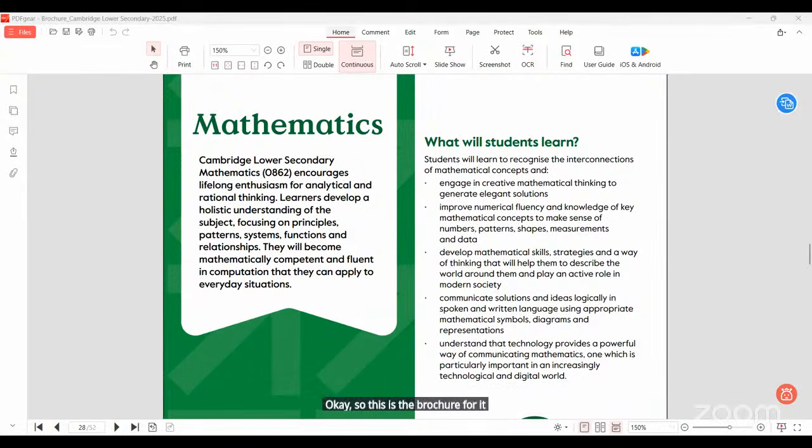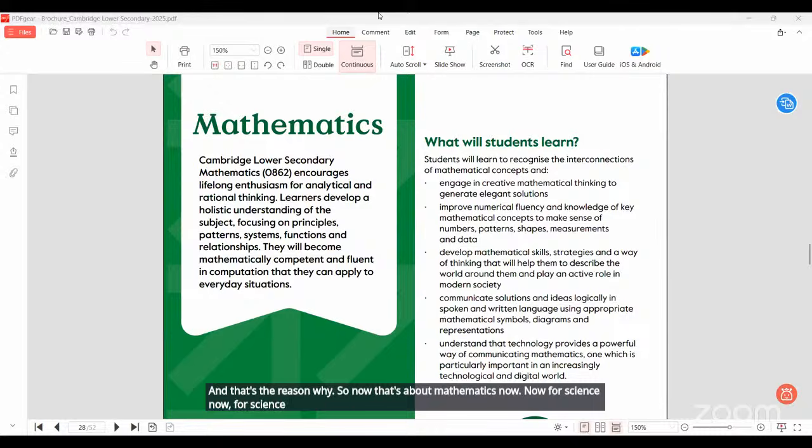All right. So now let's go back to our normal slide. This is the slide. So now that's about mathematics. Now for science, what are the strands?